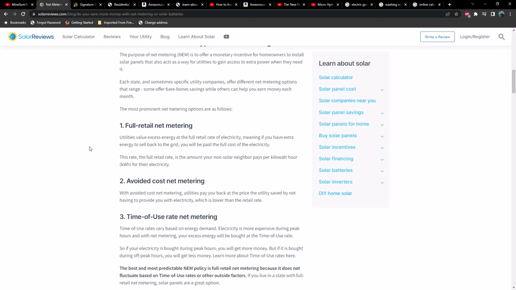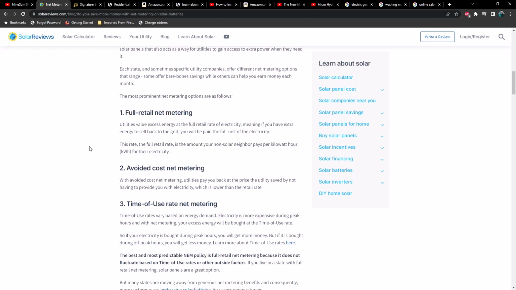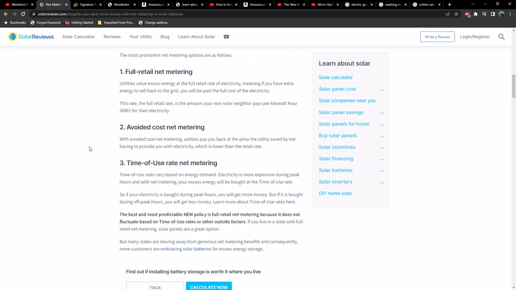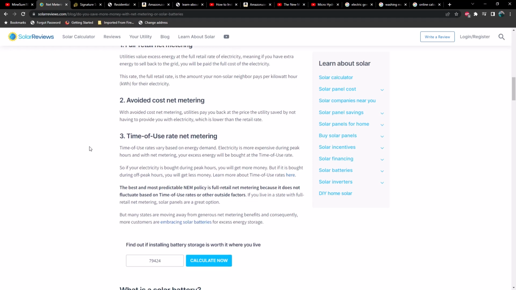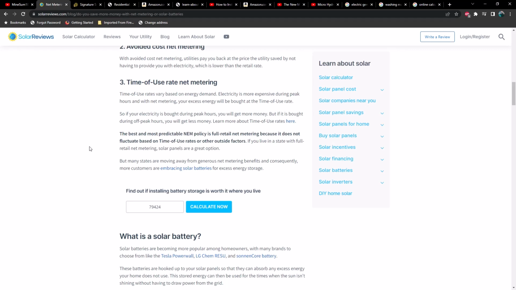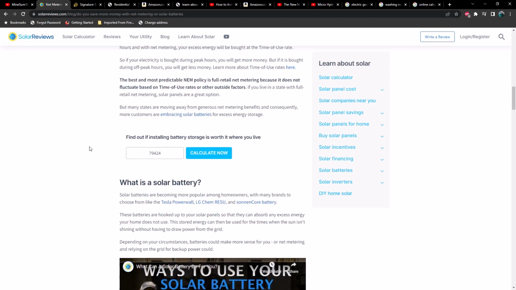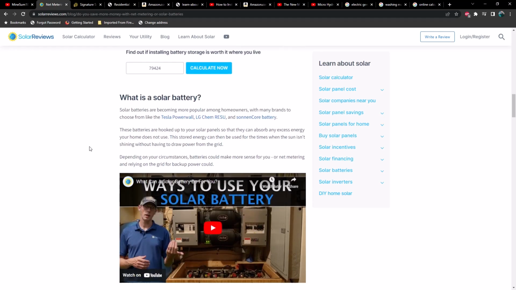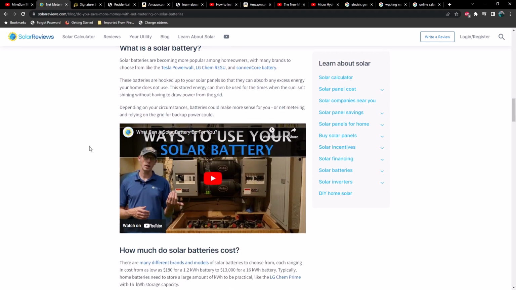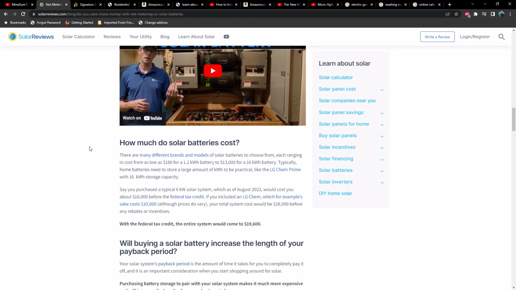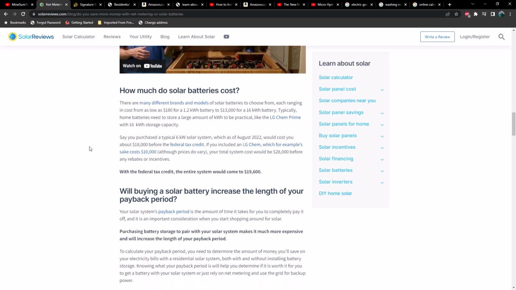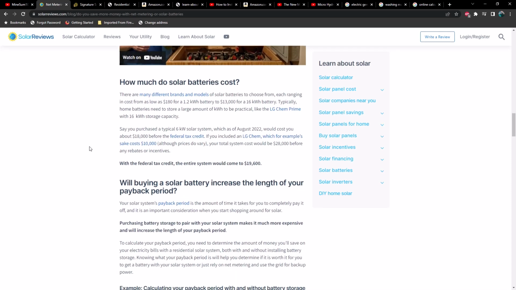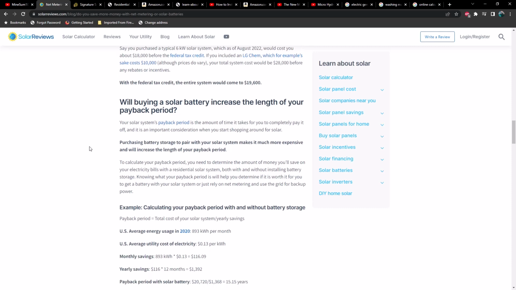So first of all, as far as advantages are concerned, if you are not tied to a grid and you live on a mountain somewhere and the only energy that you have is provided by solar, and you're not tied to an electric provider, then yeah, you definitely need a backup battery. But if that's not the case for you, then why are you putting the money into that?